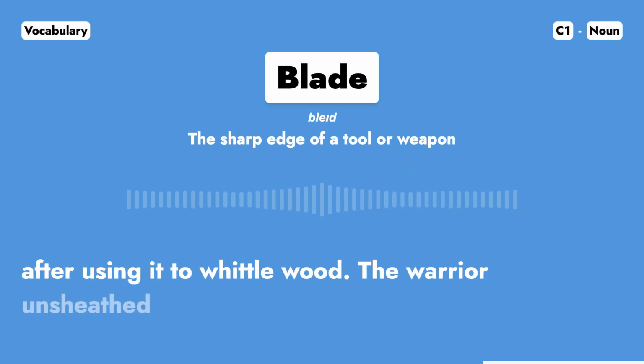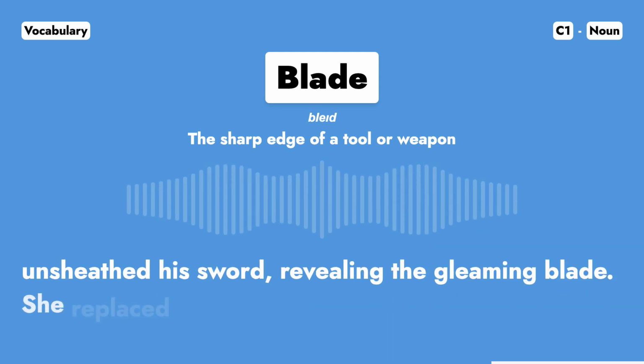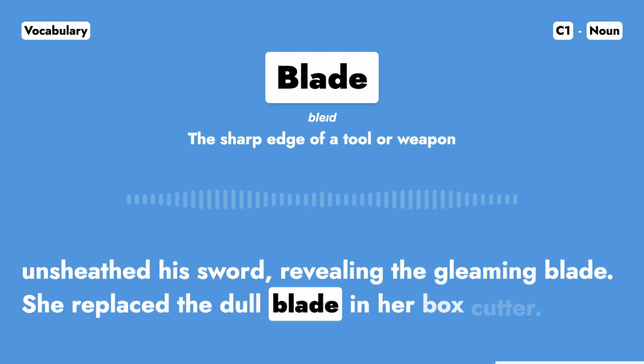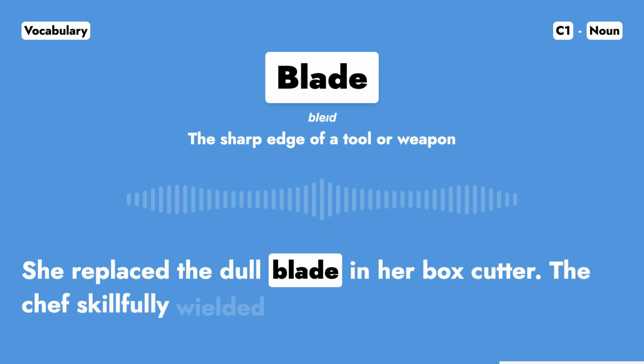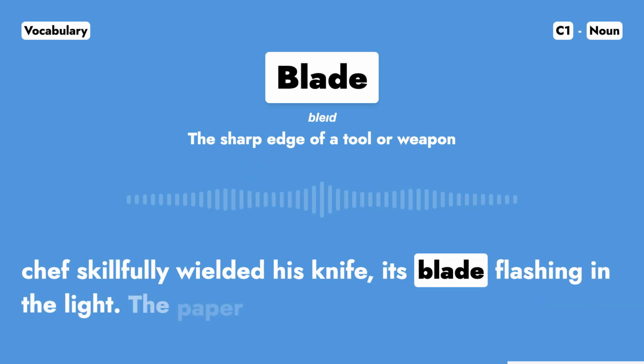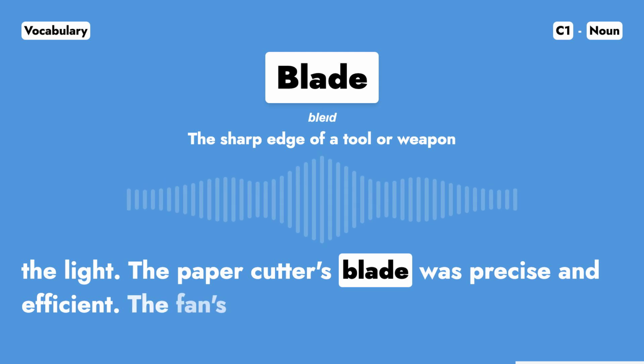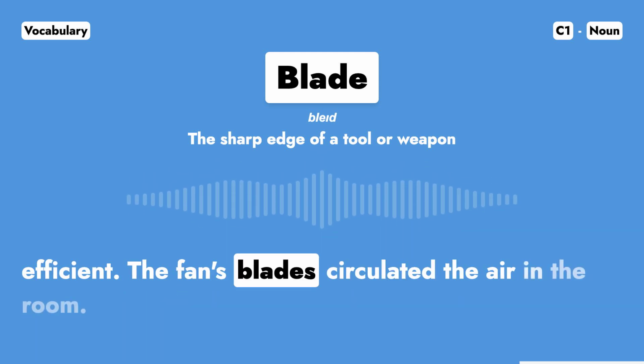The warrior unsheathed his sword, revealing the gleaming blade. She replaced the dull blade in her box cutter. The chef skillfully wielded his knife, its blade flashing in the light. The paper cutter's blade was precise and efficient. The fan's blades circulated the air in the room.